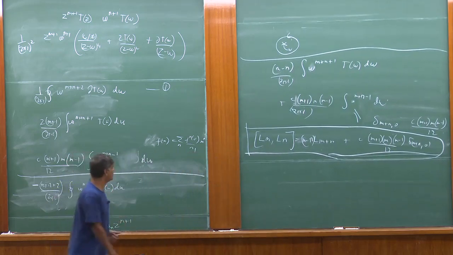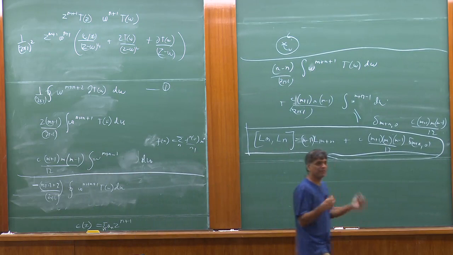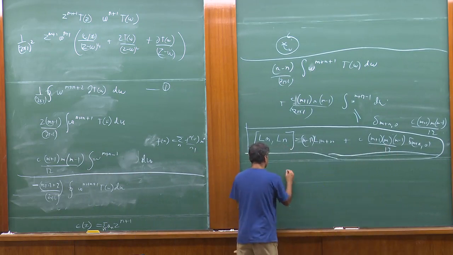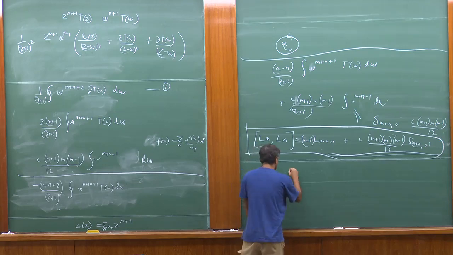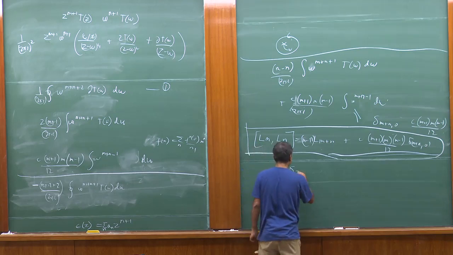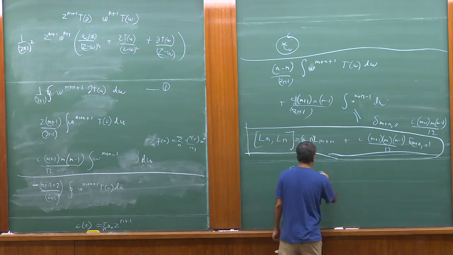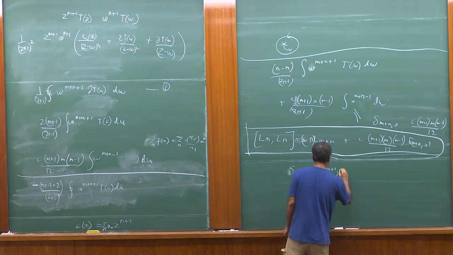Those of you who were keeping track of what we were doing remember that what we started with was a sort of coordinate transformation. That L_m was associated with the coordinate transformation delta z is equal to z to the power m plus 1 del z.